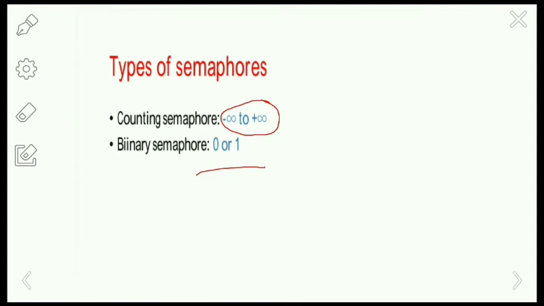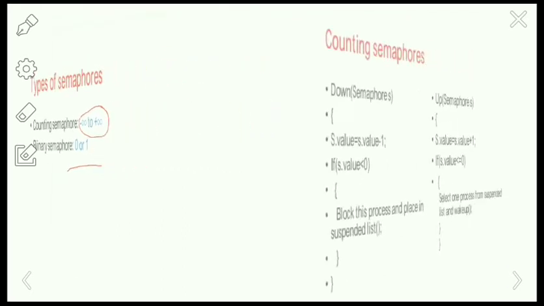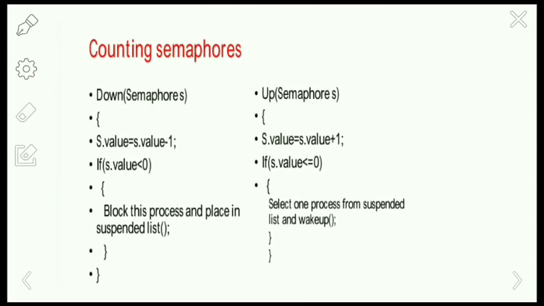First, coming to the counting semaphores. In semaphores we perform two types of operations, the down and up operation. In the case of the down operation, we decrement the value by 1, and in the case of the up operation, we increment the value by 1.